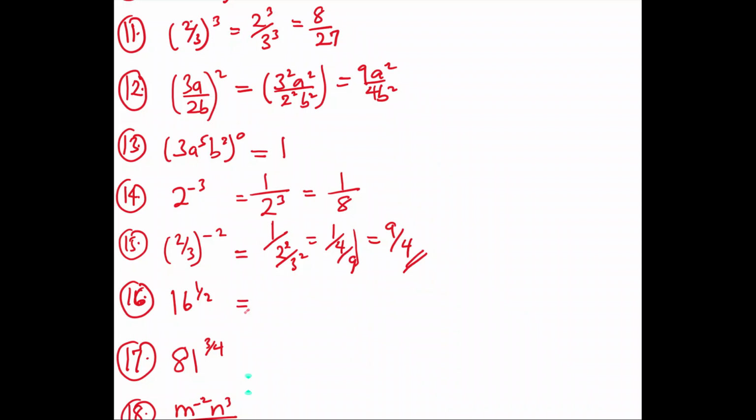Okay, so number 16, we have 16 raised to power half. So an easy way for us to do it is that we'll try to find... Now 16 is a perfect square. It's easy to find the square root of 16. So we know that the square root of 16 is 4. 4 squared is the same thing as 16. So we'll just bring it out to 4 squared all raised to power 1 over 2, right? The 2 will cross out each other. So that will be 4.